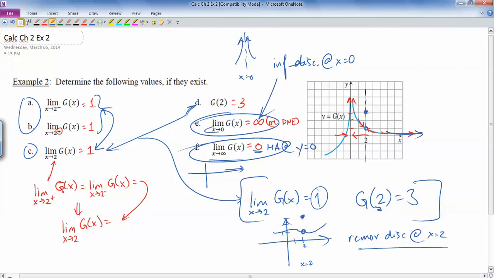And when we're close to 0 on both the left and the right sides, the function shoots off to infinity, which is what we get here and here. Okay, hope that helps.